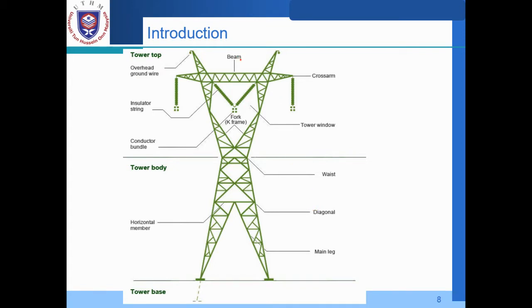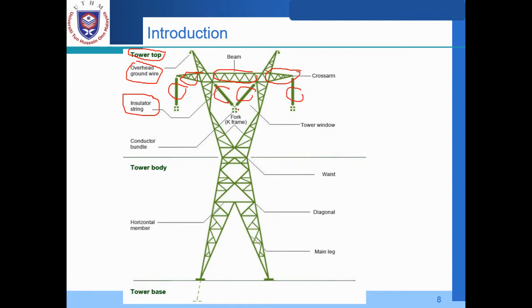And again, just to have a better understanding of the names of the components. We have the cross arm here, on both sides, and in between the beam. On top, or tower top, we have the overhead ground wire, the earth wire. The insulator string over here, this one, and we do have this other insulator string as well.